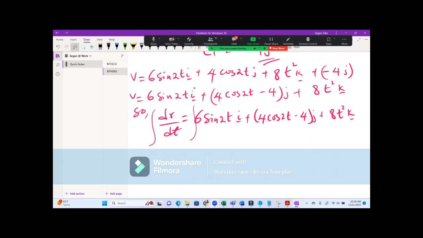When I say integrate both sides, it simply means that you cross multiply to the other side. You only have the integral of R equals the integral of everything here: 6 sine 2t i plus 4 cos 2t j plus 8t squared k, everything dt. That's the meaning when you integrate both sides.